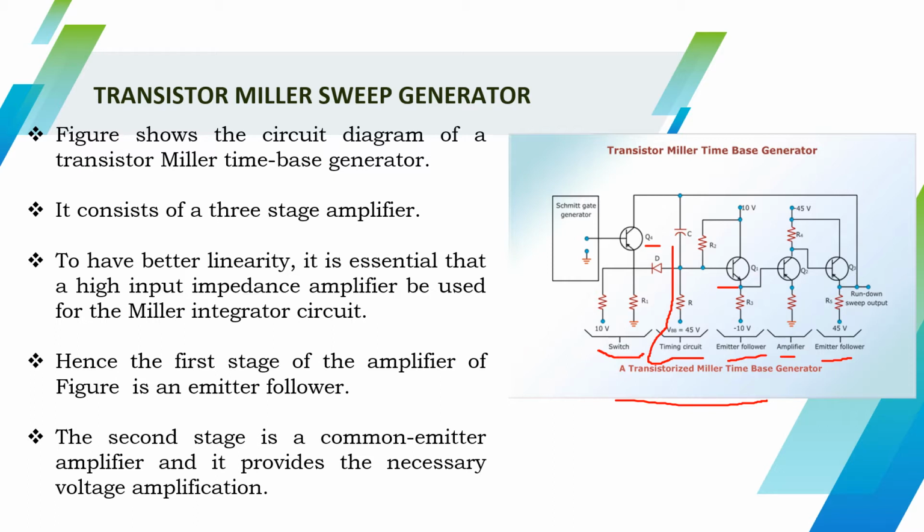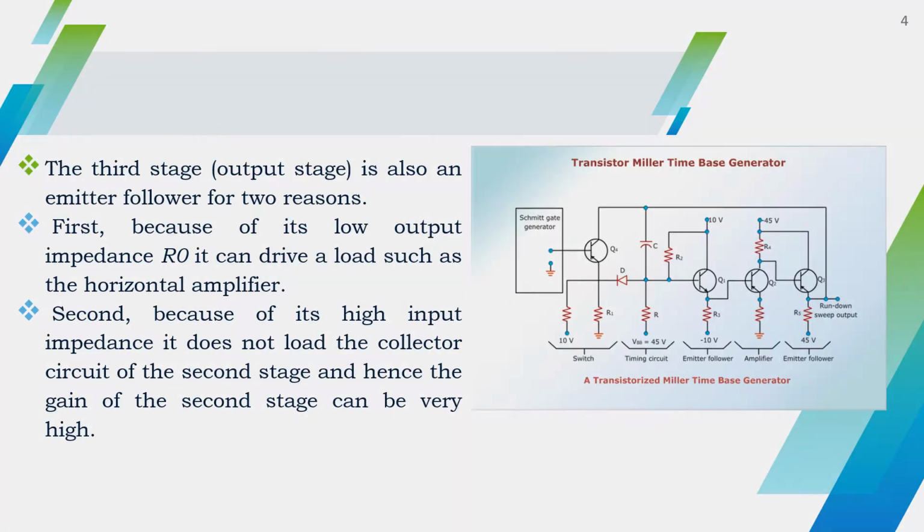The first stage of the amplifier in this figure is an emitter follower. The second stage is the common emitter amplifier, CE amplifier, and it provides the necessary voltage amplification. And the third stage is again an emitter follower. The third stage is the output stage, and it is again an emitter follower for two reasons.